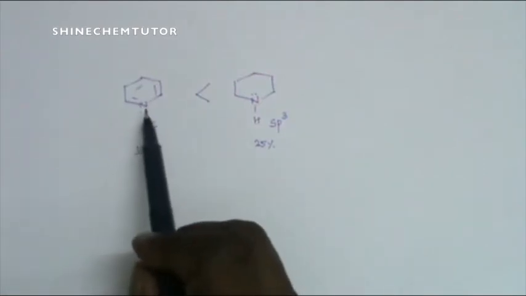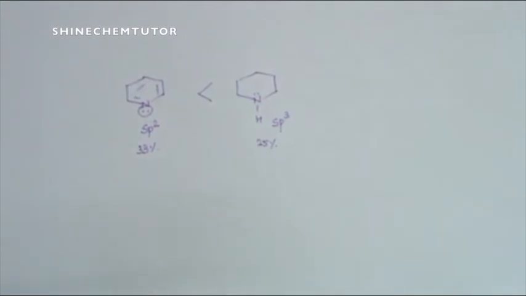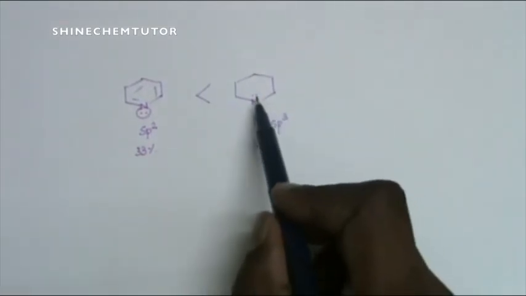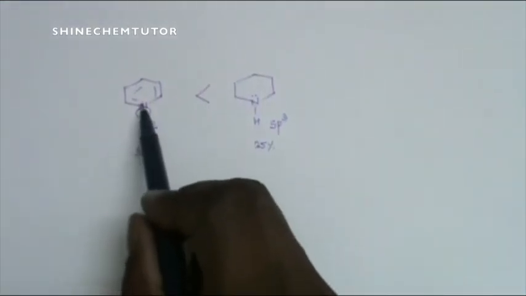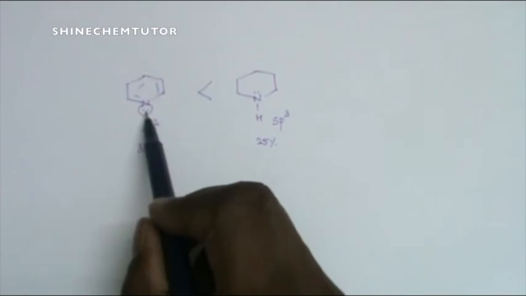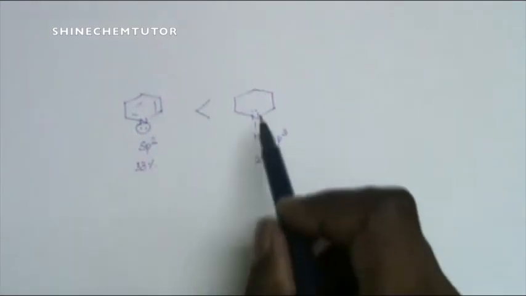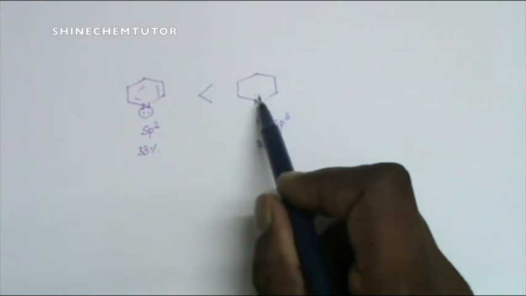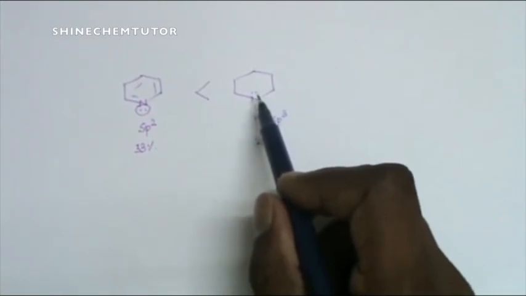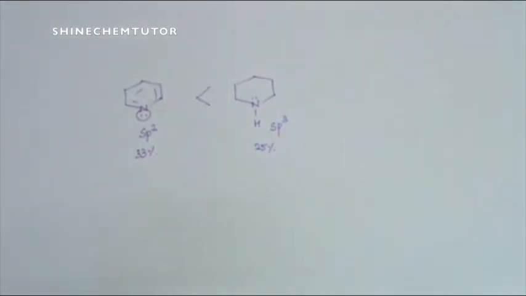Since it is sp2 hybridized, this lone pair of electrons is very close to the nucleus, but here it is not that close to the nitrogen nucleus. The attractive force between the nitrogen atom and the lone pair is more. Because of that, it is not readily available to attack H+. But here it is somewhat more available. Because of that, it can abstract the proton easily. As a result, it is more basic compared to pyridine. So the hybridization can affect the basicity as well as acidity.